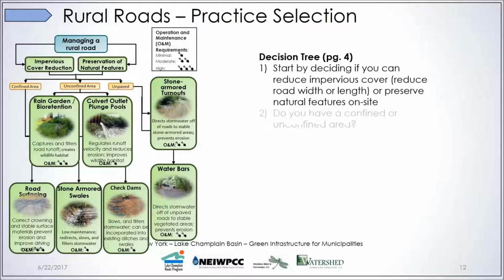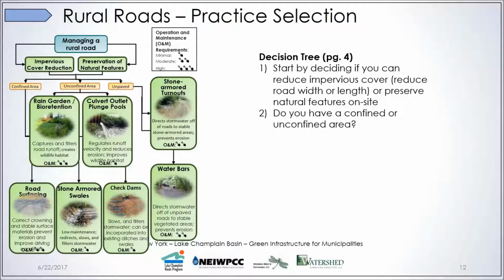Then we start looking at, well, do we have a confined or an unconfined area? And that starts to dictate what we can do. There's a lot of choices to make here. I'm not saying that this decision tree is the be-all and end-all of decision making as far as practice selection goes, but it's a good place to figure out, all right, what are we generally looking at?